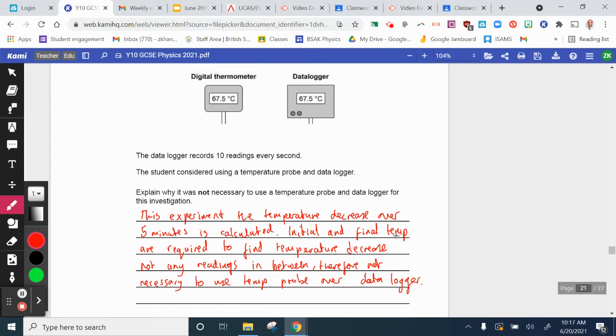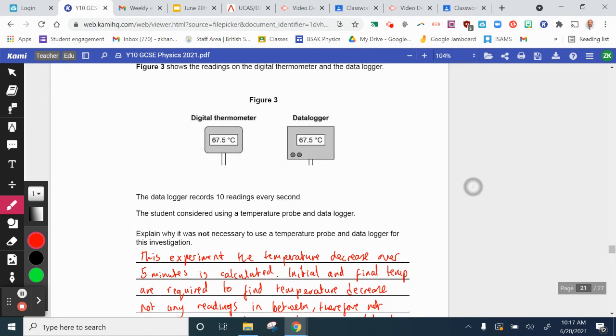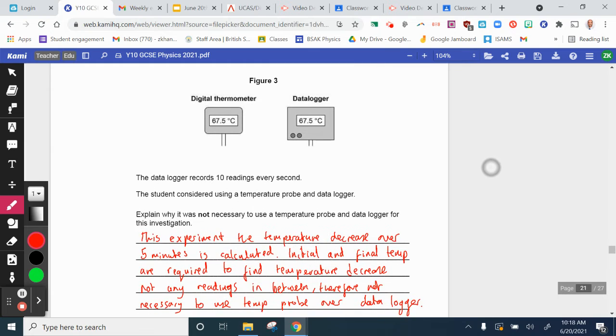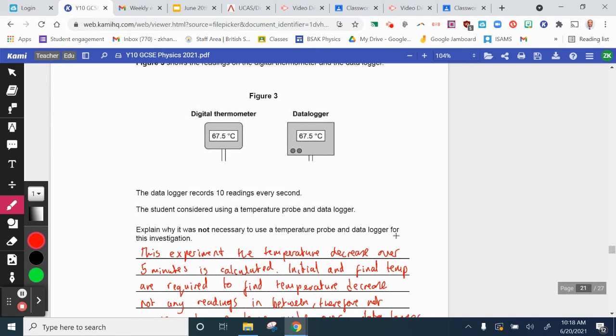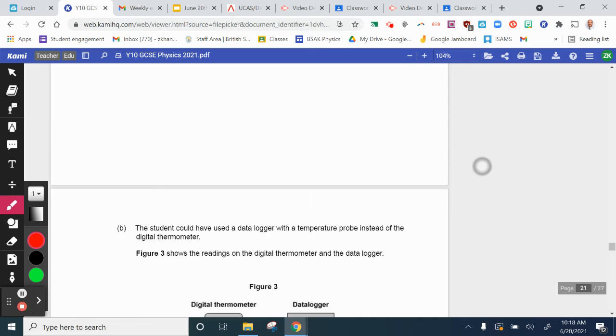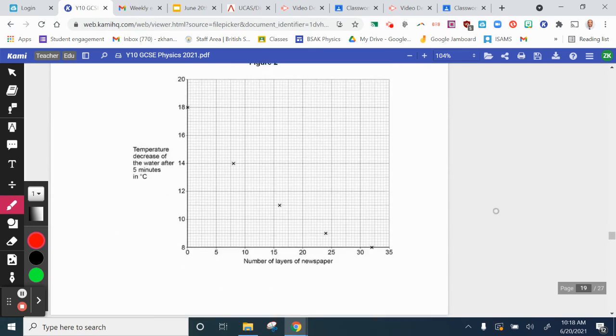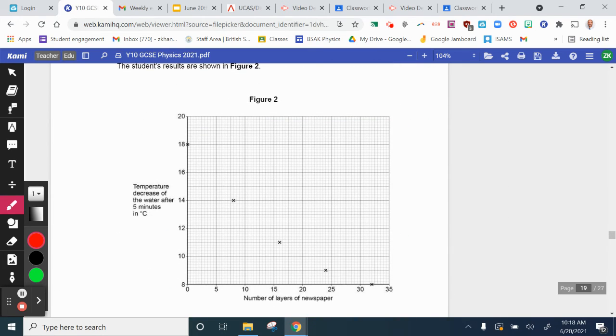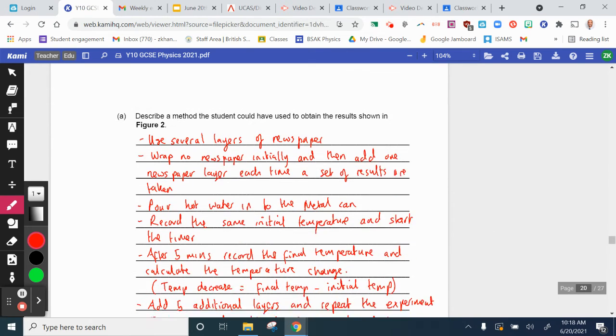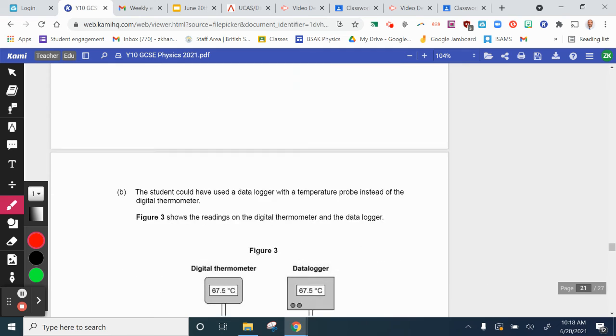Now, explain why it is not necessary to use a temperature probe and a data logger for this investigation. The reason is we don't need to use a data logger because to find the temperature decrease after 5 minutes, all we need to know is the starting temperature and the ending temperature. And that's what will allow us to find the temperature decrease. We don't need to know the in-between temperatures.